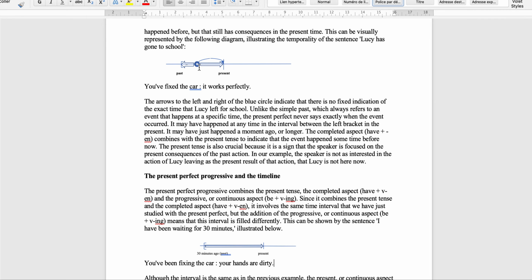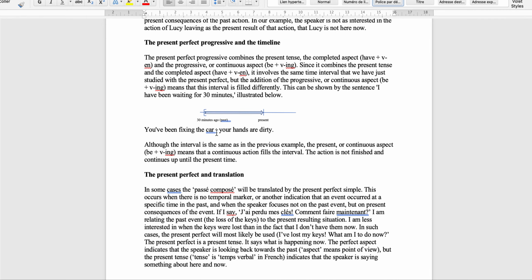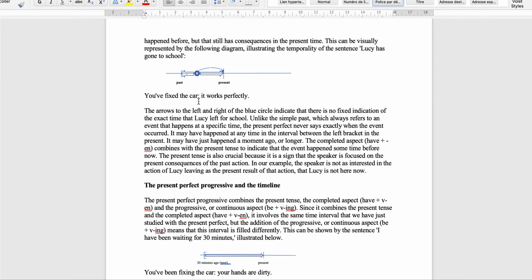Present perfect, as we might call it. I'm doing French punctuation instead of English punctuation, because in English we don't have a space before a colon, different from French. So I'm sorry, to come back to this question, here we have our example. You've fixed the car, right?